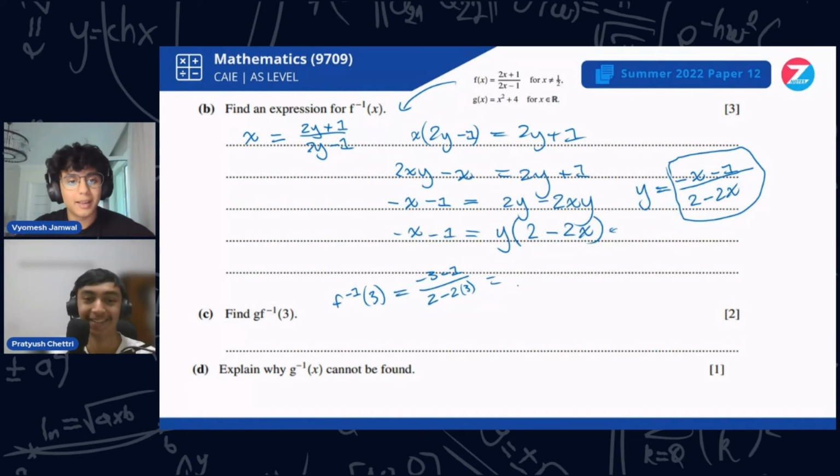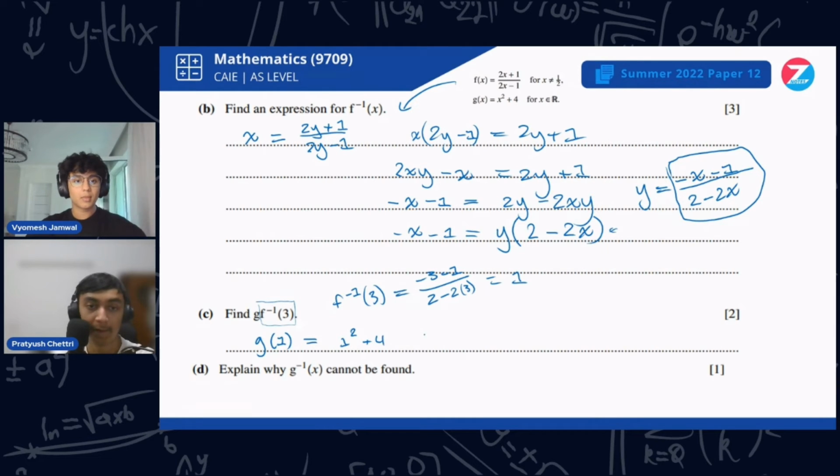Yeah, that's it. So that's equal to 1. And remember, that's the output of the inverse function of f with the input of 3. And now we put that inside the function of g of x. Basically g of 1. And so g of 1 equals 1 squared plus 4, which is equal to 5. Yeah. Nice.